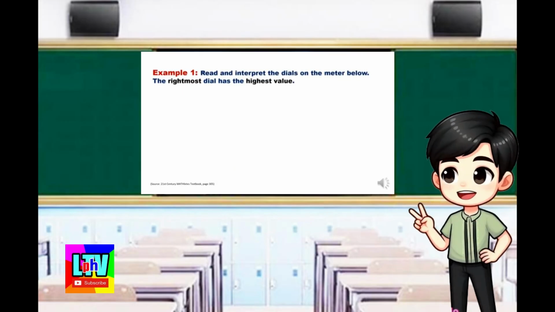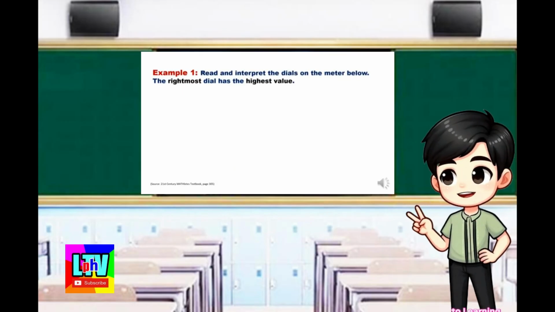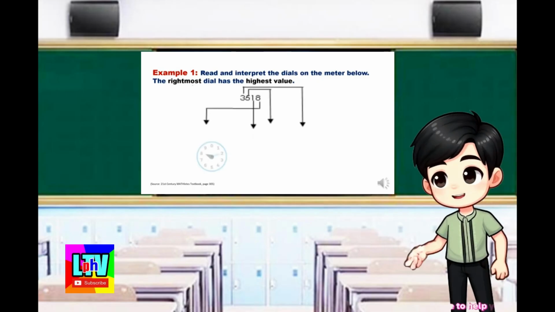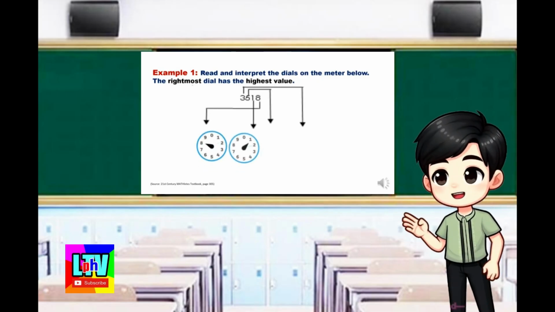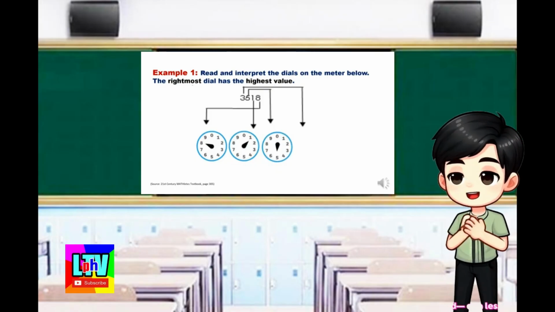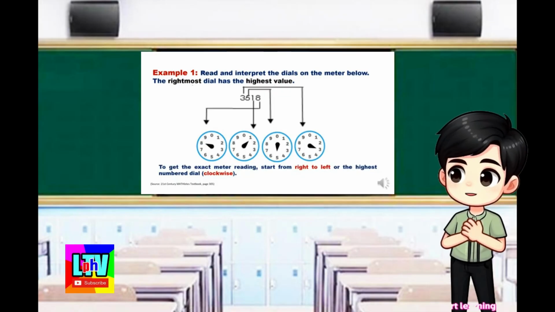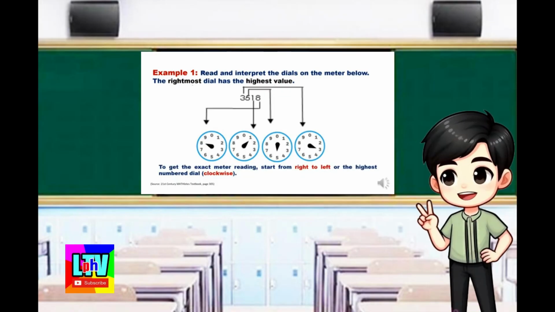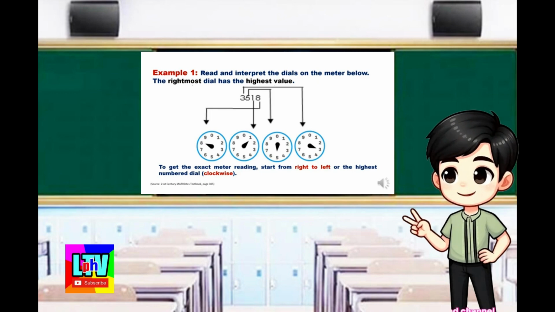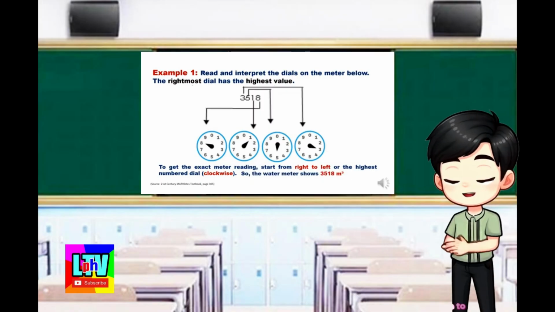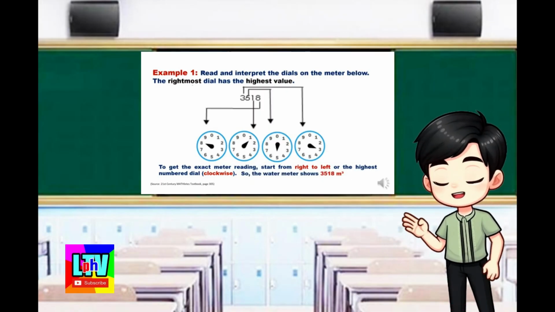Example 1. Read and interpret the dials on the meter below. The rightmost dial has the highest value. To get the exact meter reading, start from right to left, or the highest numbered dial, clockwise. So the water meter shows 3,518 cubic meters.